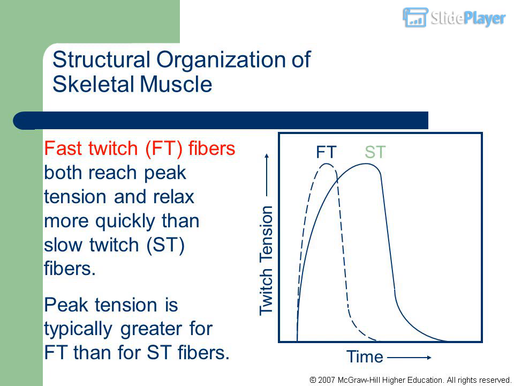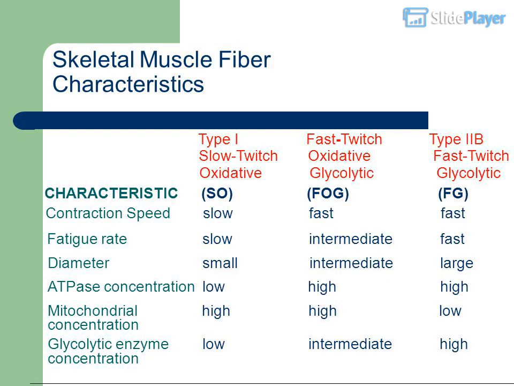Fast twitch, FT, fibers both reach peak tension and relax more quickly than slow twitch, ST, fibers. Peak tension is typically greater for FT than for ST fibers. Twitch tension versus time, FT and ST.